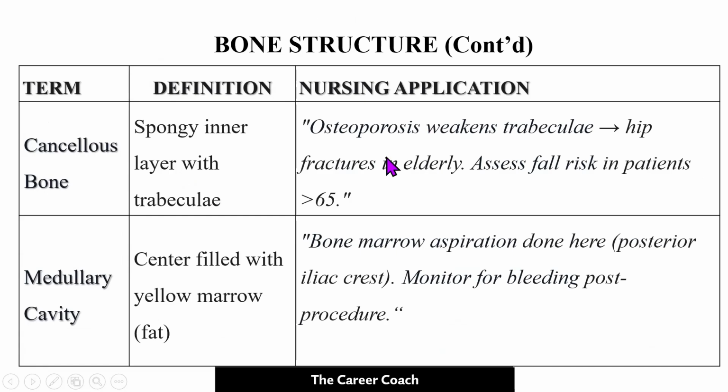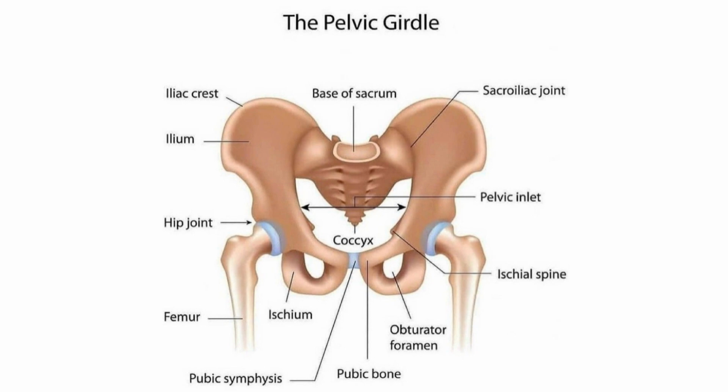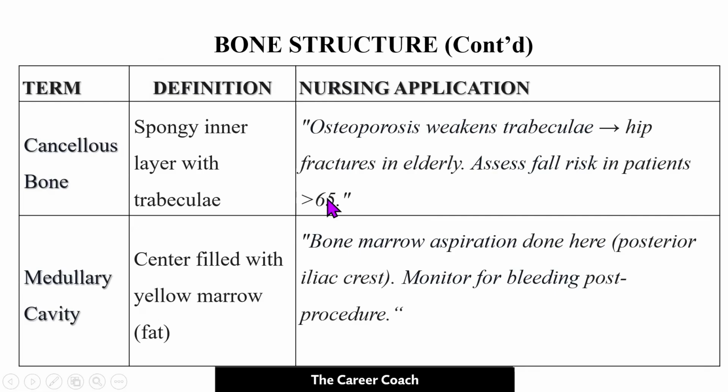How does it relate to nursing? It is affected in osteoporosis. Osteoporosis means weakened trabecula. In elderly, it could result in hip fracture. There is therefore need to assess fall risks in patients more than age 65.